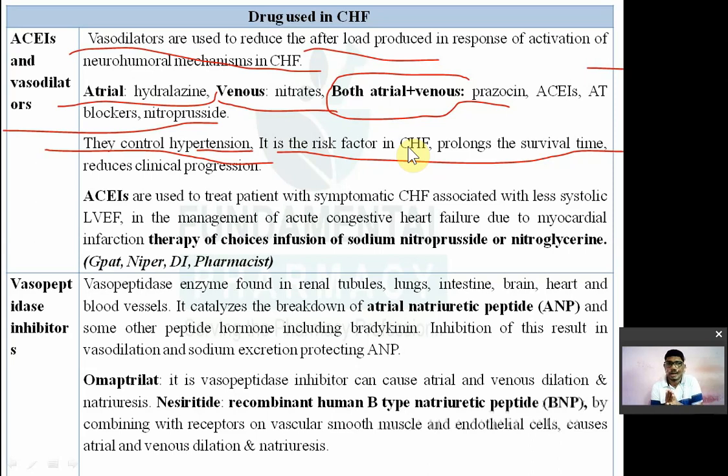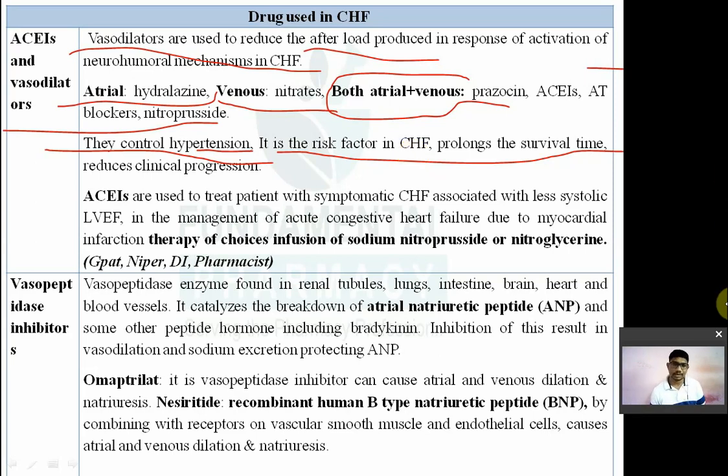Okay, and they will prolong the survival time. मतलब मान लीजिए कि ये ड्रग नहीं दिया तो अगर पेशेंट एक हाफ आवर में मरने वाला है और ये ड्रग दे दिए तो ये हाफ आवर के बाद बजाय 2 या 3 घंटे बाद मरेगा। मतलब ये increase the survival time and reduce the clinical progression of disease.